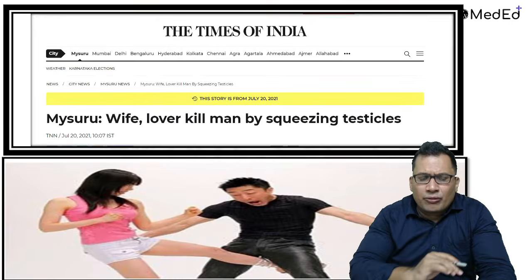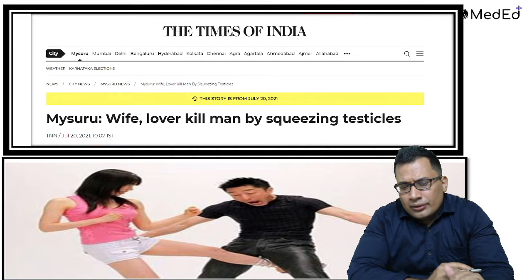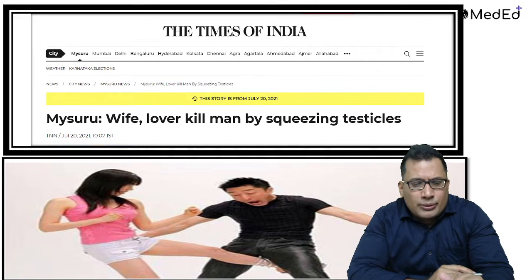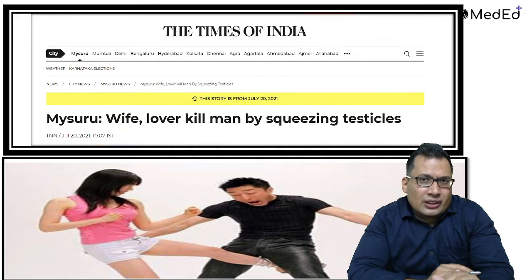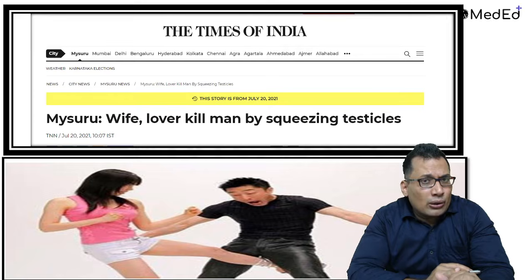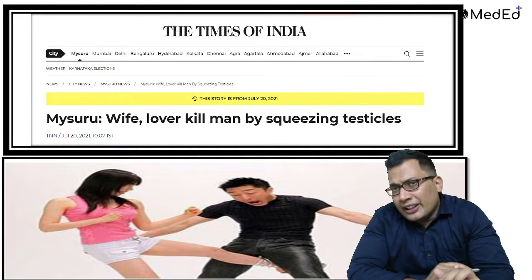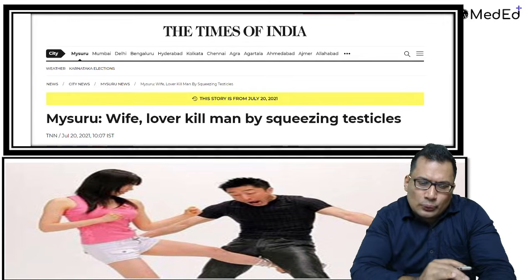What is clause number 5? Before that, look at this. Newspaper headline of Times of India: Lover kills a man by squeezing testes. Remember, it is an example of grievous hurt and also it leads to vasovagal inhibition. So it is punishable under 302 also.